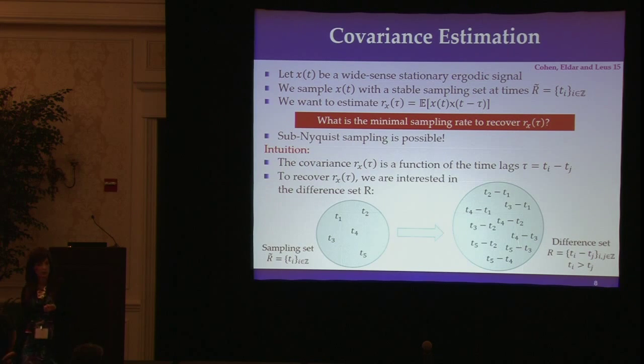Why do we think that we could reduce the sampling rate? Well, actually, the intuition is quite simple. When we sample, we're looking at the individual points. Here's our sampling set, which has a very low density. From this density, we can't recover, for example, a band-limited input.